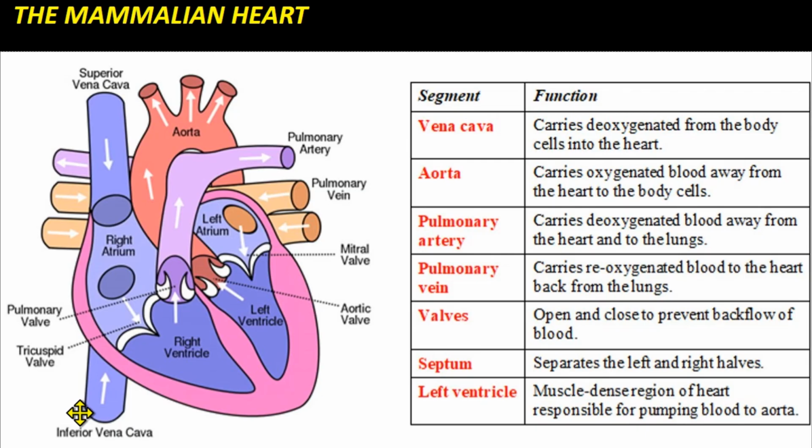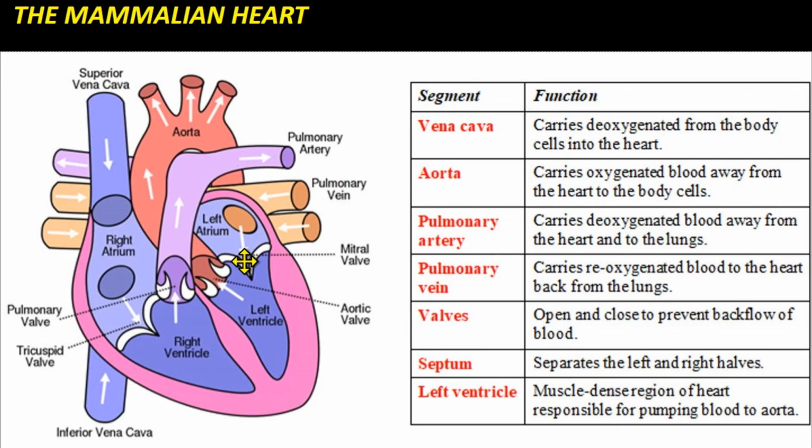Now remember, veins always bring blood into the heart, and arteries always carry blood away from the heart. So here's the aorta, which is an artery, and these carry oxygenated blood away from the heart to the body cells. The pulmonary artery carries deoxygenated blood away from the heart and to the lungs. Pulmonary veins carry reoxygenated blood to the heart and back from the lungs.